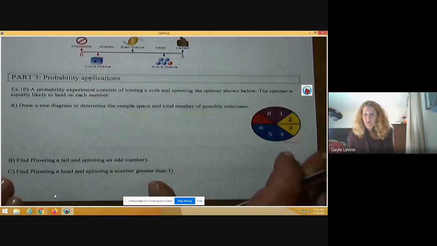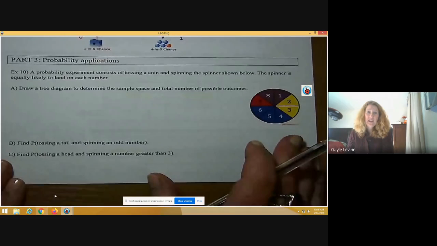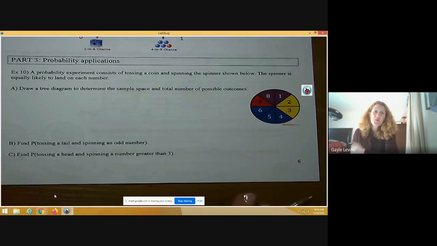All right, let's finish up with a couple probability applications. So question 10, a probability experiment consists of tossing a coin and spinning the spinner shown below. The spinner is equally likely to land on each number. Draw a tree diagram to determine the sample space and the total number of possible outcomes. And then we're going to look at a couple of probabilities here.